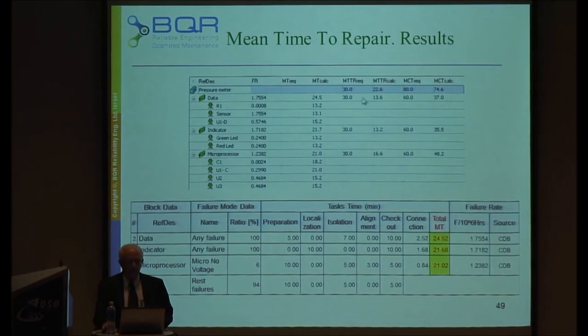At the end, we get this table as a result, which takes into account the preparation, isolation, checkout, connections, and maybe some connectors and screws that we need. So in total, it takes 24 minutes to remove this data. The indicator 21, and this is also 21, similar time.